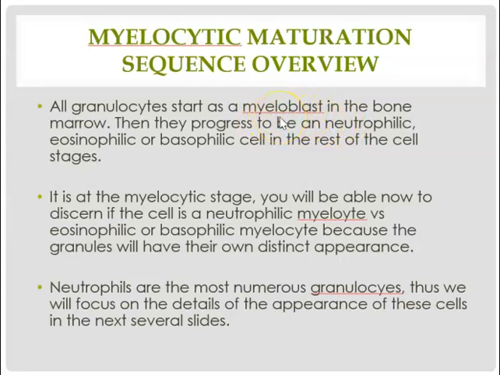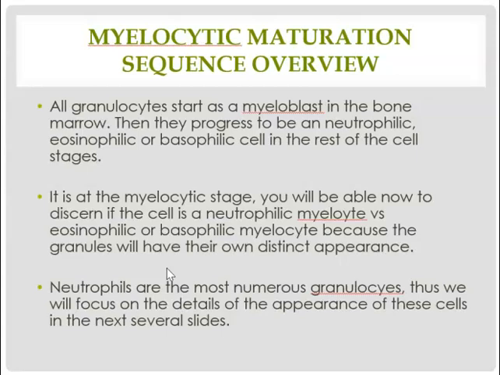So at the very first stage, you're not going to be able to differentiate between the different types of granulocytes: the neutrophils, basophils, eosinophils. They're all going to look the same in this myeloblast stage, this first stage. And then they're going to progress on through the later stages, and then you're going to be able to tell what is turning into what type of cell. In the myelocyte stage, you're finally going to be able to tell what type of granulocyte the cell is going to be, because in that stage the granules are going to have their own distinct appearance.